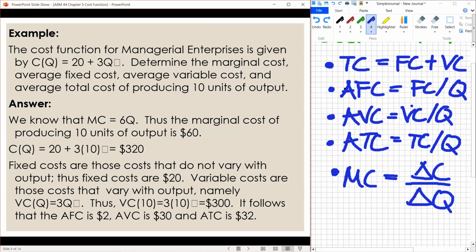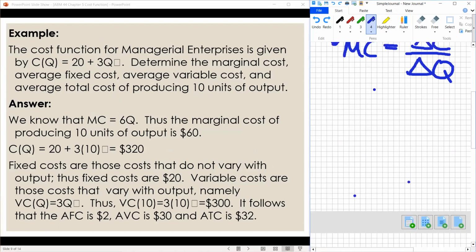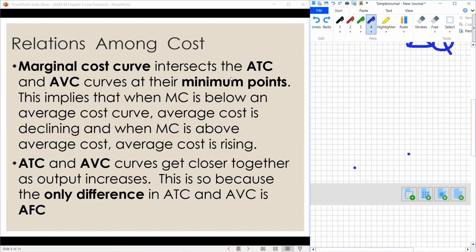We have an example here. This is the cost function for managerial enterprises that is given by C(Q) equals 20 plus 3Q. So we need to determine the marginal cost, average fixed cost, average variable cost, and average total cost of producing 10 units of output. So we need to again make a table based on the given variables. So let's try to solve this example. This is again under the marginal cost curve.